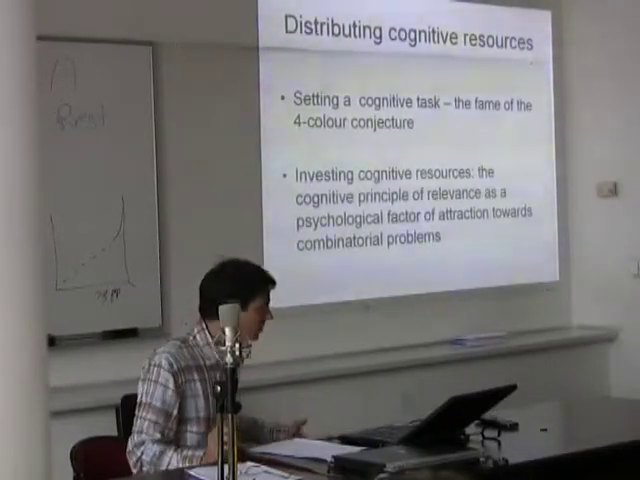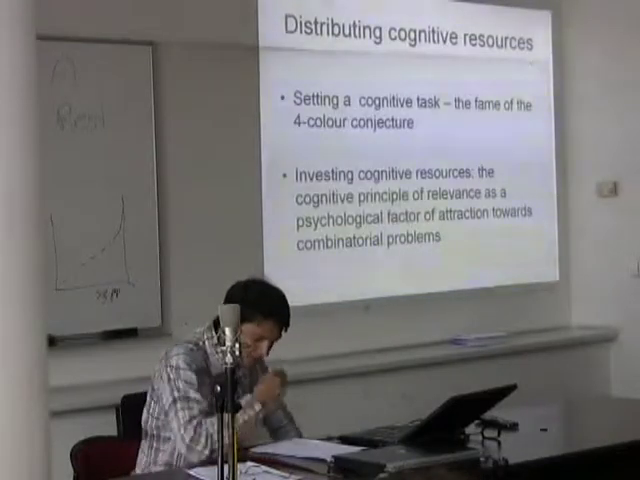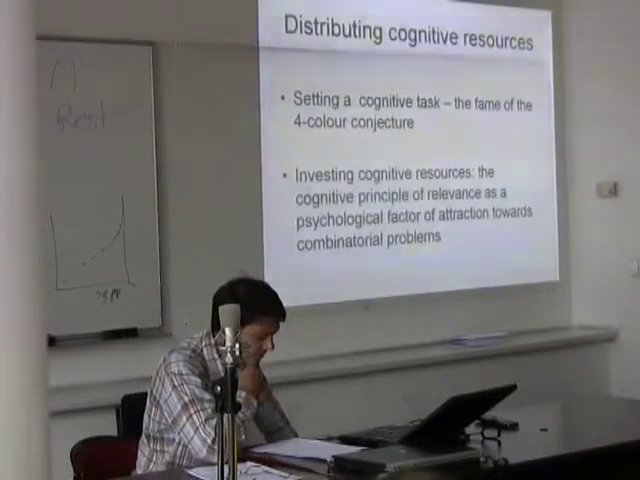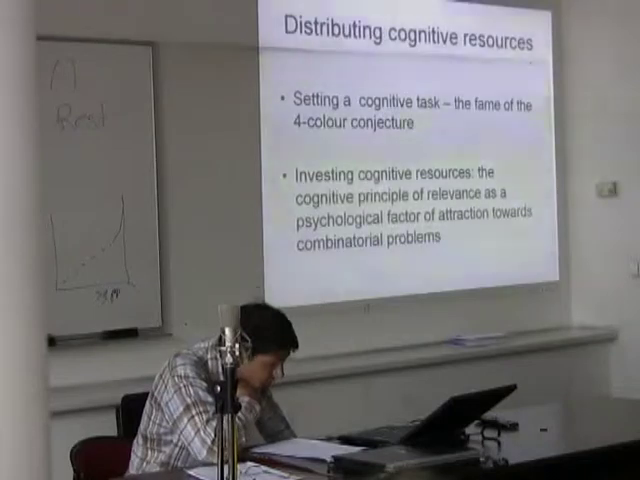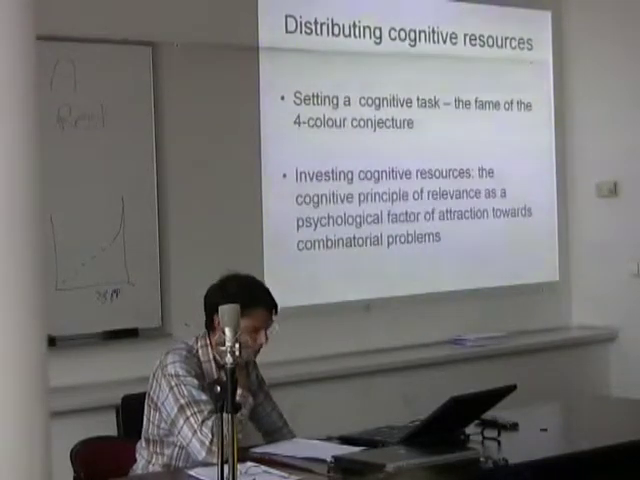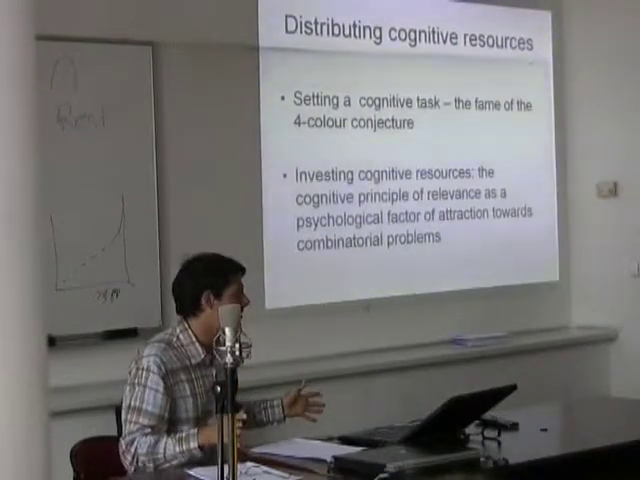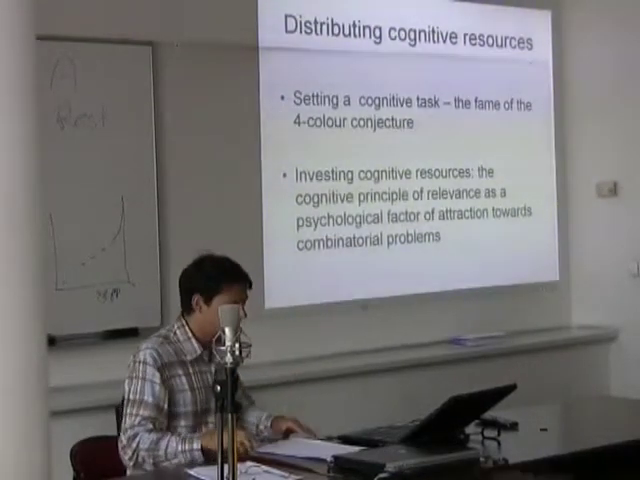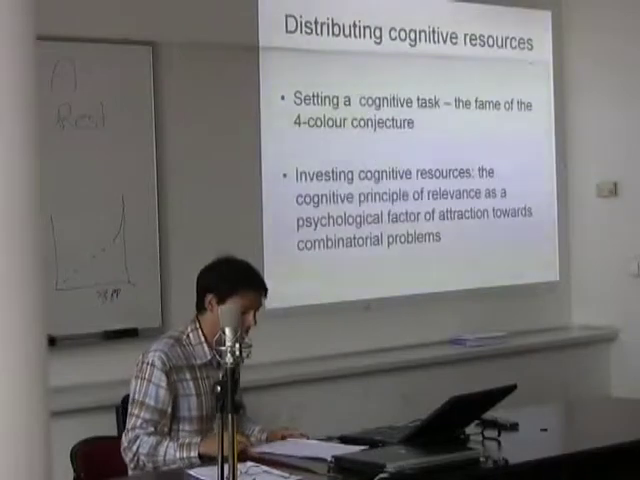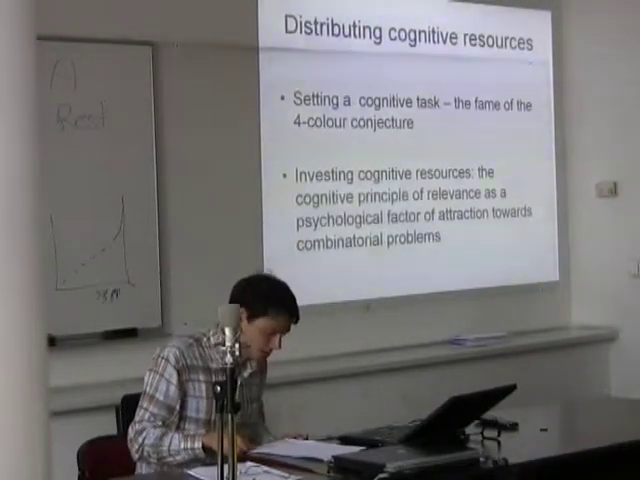So, using the cognitive principle of relevance, which asserts that the human cognitive system tends to allocate resources to the processing of available input according to their expected relevance, we can derive that the four-color theorem is given much cognitive resources.